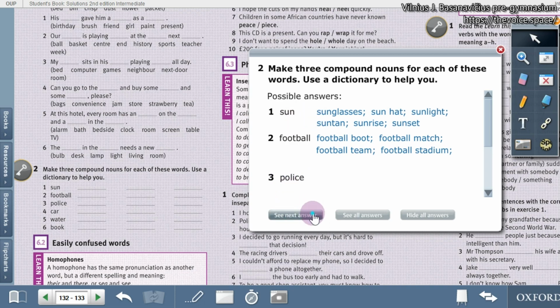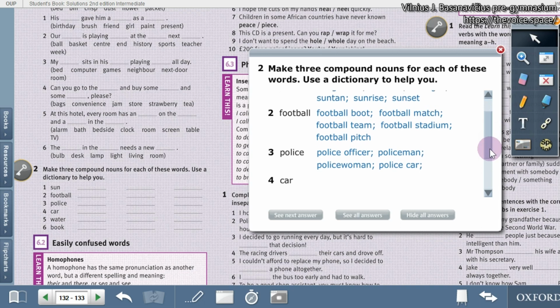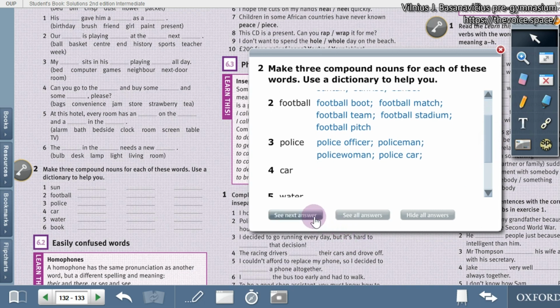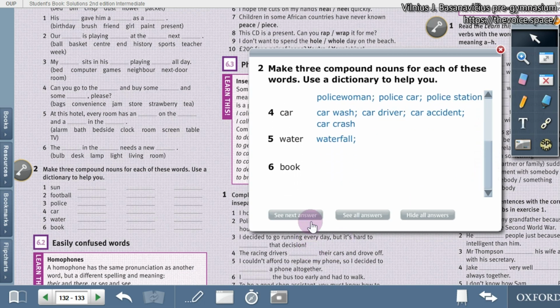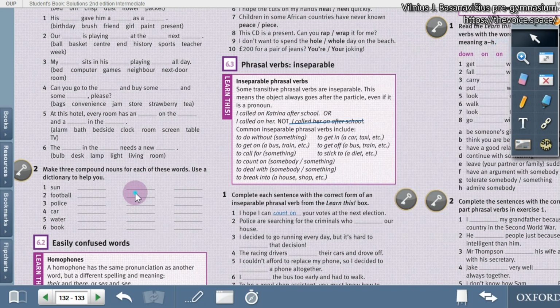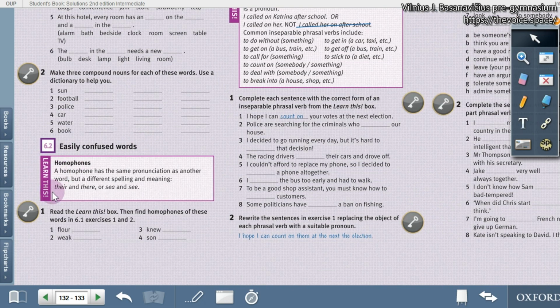For the word police. So the word car. And the word water. Book. That's it. So please check. And let's move on to the Learn This box.